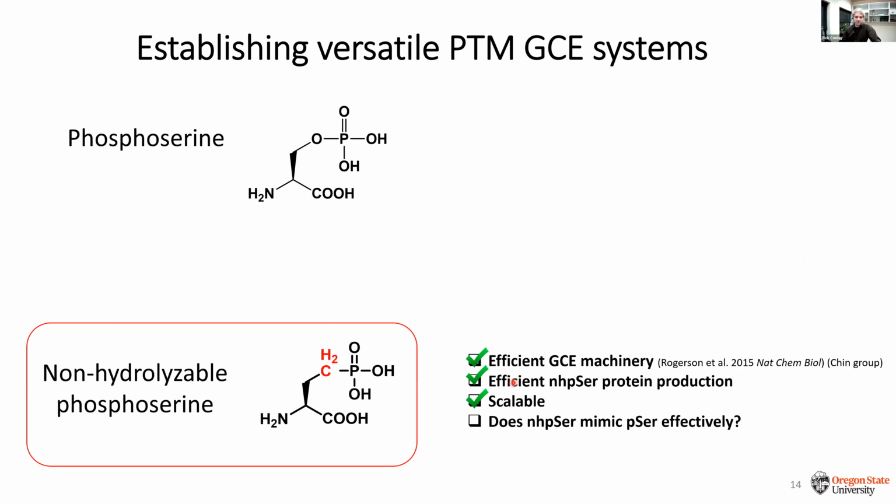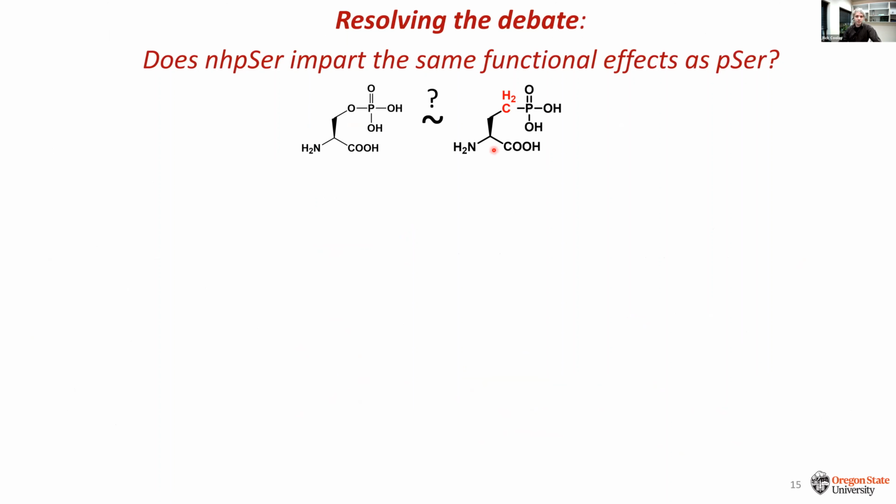This means that we are now getting efficient protein production with non-hydrolyzable phosphoserine, and because the cells were biosynthesizing this amino acid from an essential metabolite, the system is now scalable. But as we were bringing this system online, what we were hearing from people in the community was there was a certain amount of skepticism as to whether this amino acid truly recapitulated the functional effects of phosphoserine. And so now that we had the ability to produce proteins with both phosphoserine and non-hydrolyzable phosphoserine, it allowed us to start answering some of these questions about whether it truly is a functional mimic.